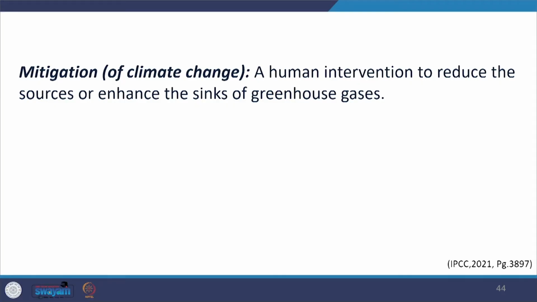Now, looking at mitigation in the context of climate change. Mitigation is a human intervention. So, how do we reduce it? What we can do to reduce the source of the problem. So, how we can cut it down or enhance the absorption capacity, how we can take away the greenhouse gases from the environment. So, that is what is concerned when we talk about mitigation in the context of climate change.